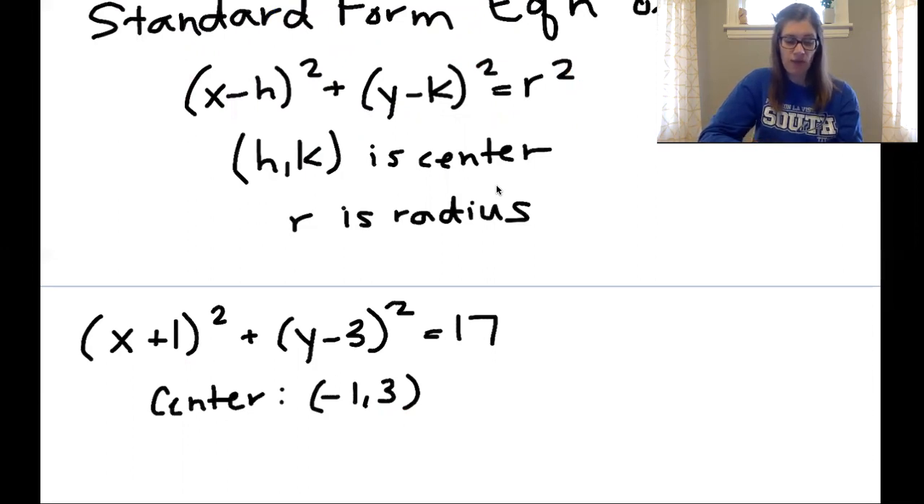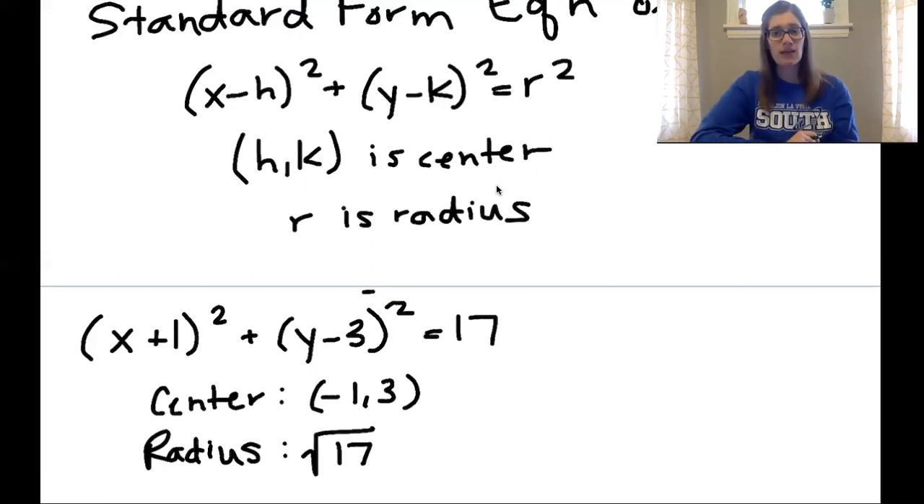So we have (-1, 3), and then just be really careful with your radius. Remember that that number on the right side of the equation, that's not actually your radius, that's your radius squared. So our radius is going to be the square root of 17. Now, I always prefer that you leave distances like that, like a radius, as an exact value. So leave it as a radical. If the radical could be simplified, go ahead and do that. But the square root of 17 doesn't simplify.